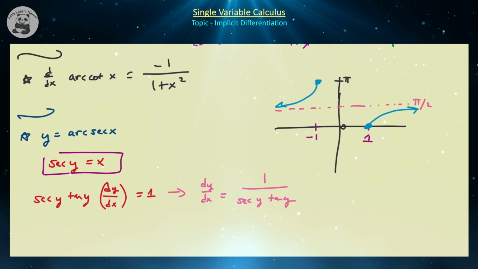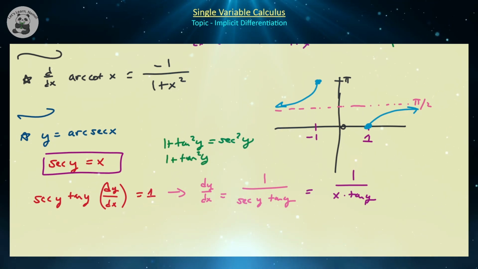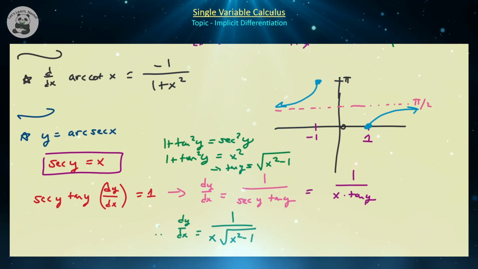So firstly, we know that secant of y is equal to x, so I can write that as 1 over x times tangent of y. And now we need to get rid of that tangent of y. So remember that 1 plus tangent squared y is equal to secant squared of y, or 1 plus tangent squared y is equal to x squared. And I just need to solve this equation for tangent. So tangent of y is going to be equal to the square root of x squared minus 1. So therefore, dy over dx will be equal to 1 over x times the square root of x squared minus 1. And that would be its derivative.